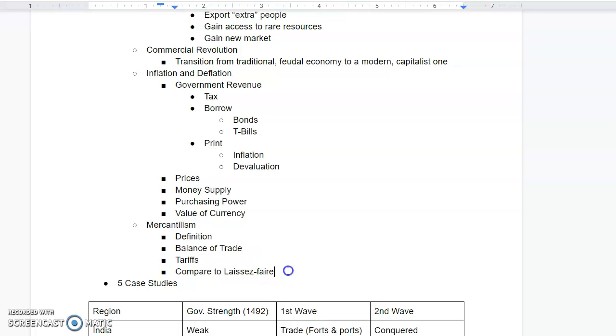This is not laissez-faire, where the government doesn't do anything. And the main tool they use in mercantilism is tariffs, where you tax imported goods in order to make imported goods more expensive so as to discourage them. That way, you don't import too many goods.